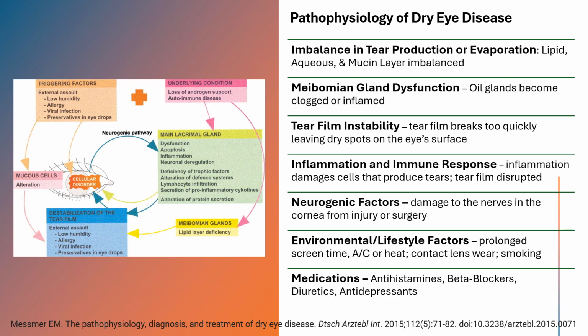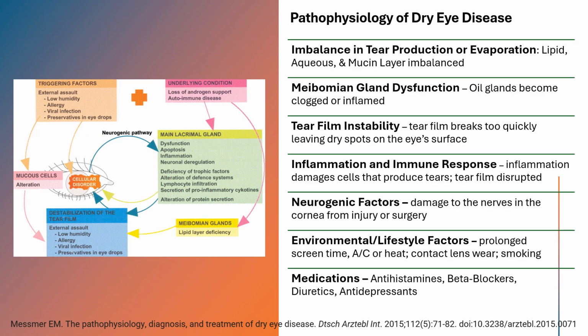One example is Sjogren's syndrome, where the immune system attacks the glands responsible for tear production. Another cause is neurogenic factors. So now you have damage to the nerves in the cornea, whether it's from an eye injury, surgery like LASIK, or even prolonged contact lens use. And that reduces the sensitivity of the eye, leading to reduced tear production.